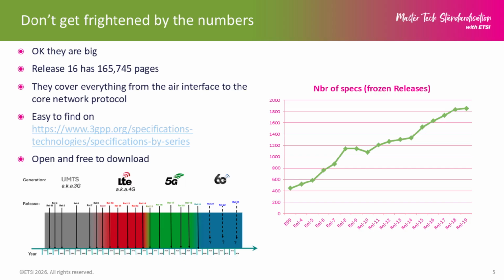First of all, here is the number of specifications. We're hovering around 1,800 specifications. You know that's a lot of documents. I recently tried to work out how many pages there were. In release 16, there are 165,745 pages. I wouldn't advise printing them all out, but they do cover everything from the air interface to the core network protocols. They're easy to find, they're split up by series.